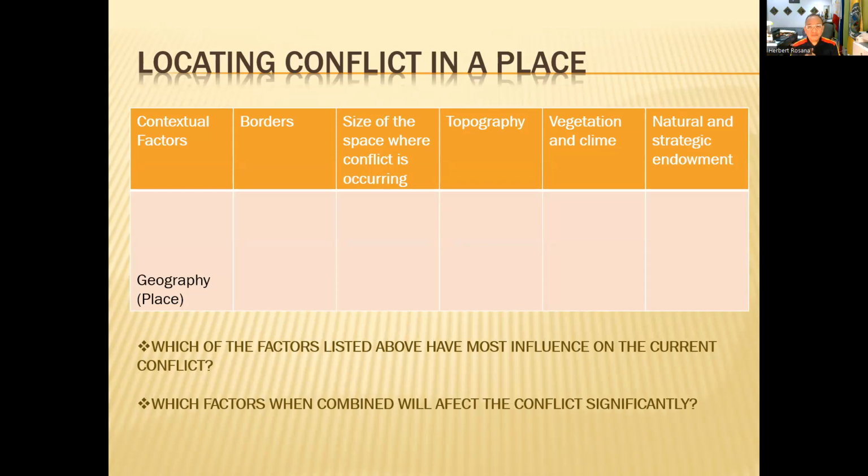For example, if you start with the geography, then you have to describe the geography of that country or of these countries. Ano yung kanilang mga borders? What is the size of the space where the conflict is occurring? Saan ba nagaganap ang conflict doon? Then, you also have to describe the topography, the landmass, the vegetation and the climate, then the natural and strategic endowment of that country. Which of the factors listed above have the most influence on the current conflict? Then, which factors, when combined, will affect the conflict significantly?